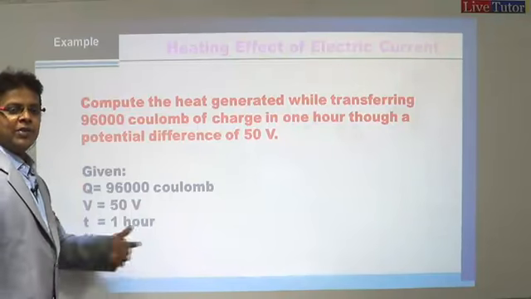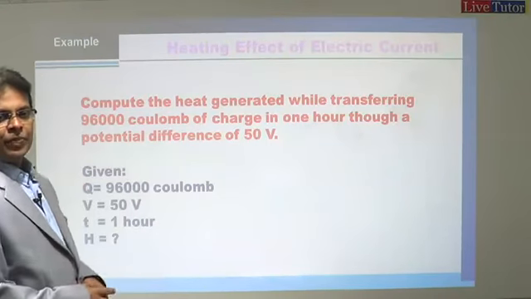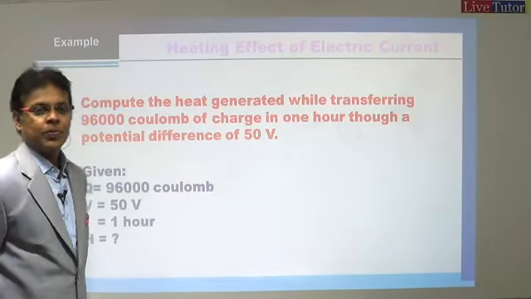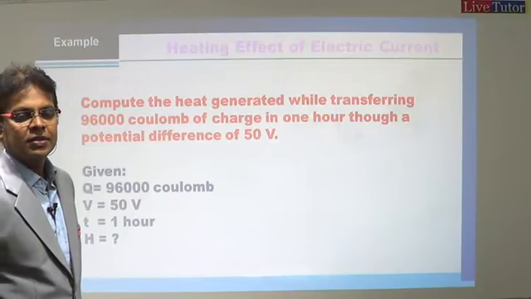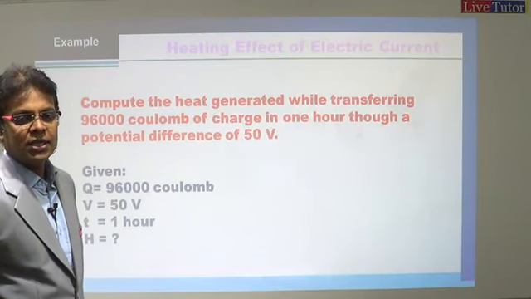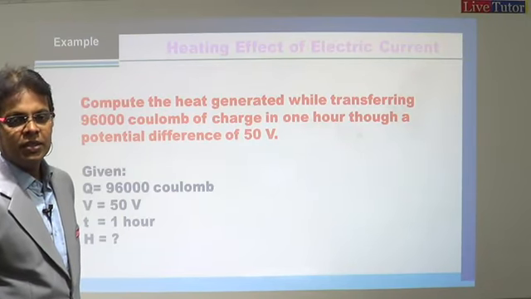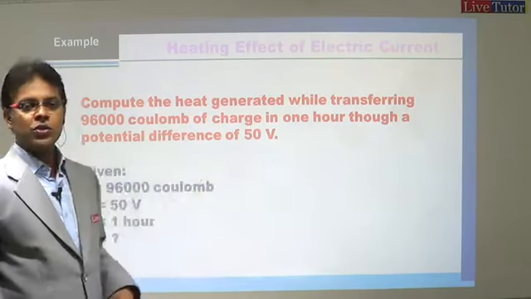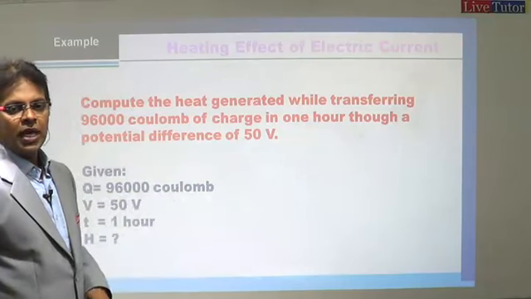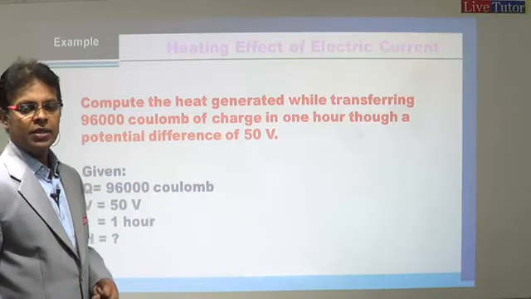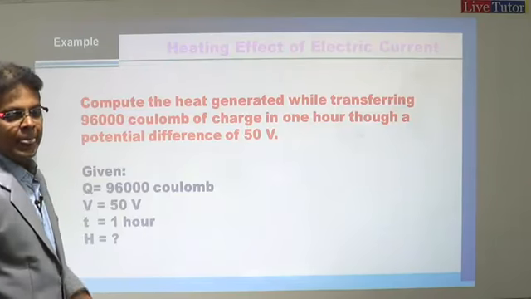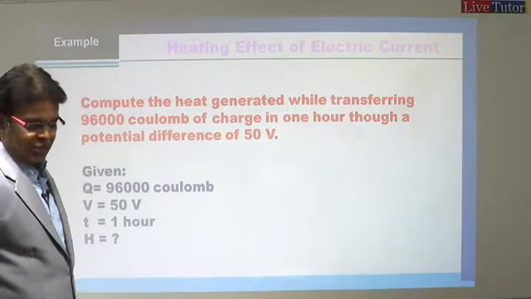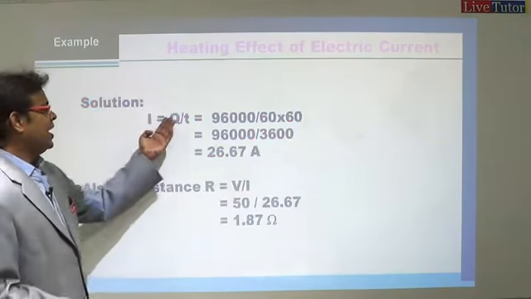So, how to find out current from this? Can you tell me? Using this, how will you find out current? Because we know I square RT, we need I. Once you find out I, by using V, we can find out R also. Time is given. Then how will you find out I? That's all. Q by T. Using that, I is equal to Q by T.